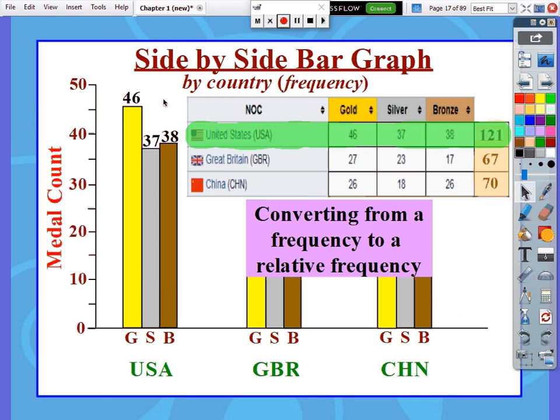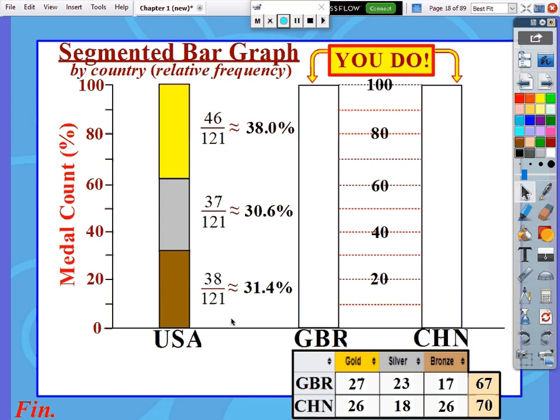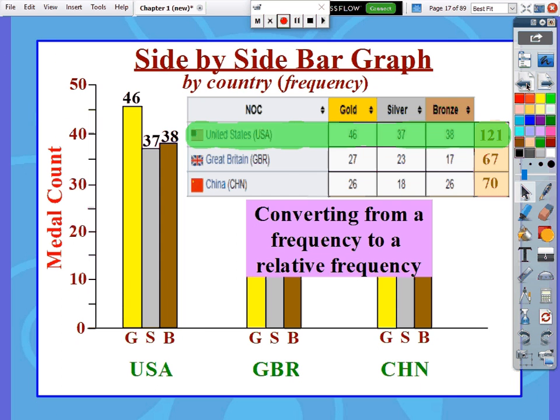All right, so this is going back to our side-by-side bar graph. We had frequencies. And so if I now wanted to convert from a frequency to a relative frequency and show that to you with our segmented bar graph, let me go back here. So again, I'm doing this by country now instead of by medal. So earlier we were going by medal, right? We looked at 100% of all the gold medals, 100% of all the silver, and we took like 46 divided by 99 and 27 divided by 99 and 26 divided by 99.